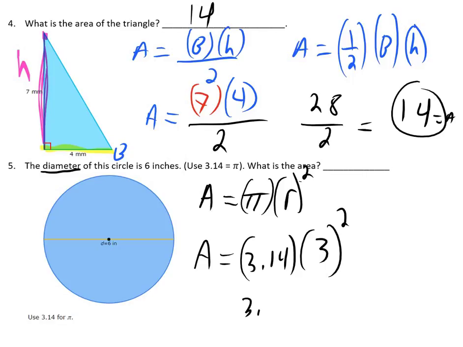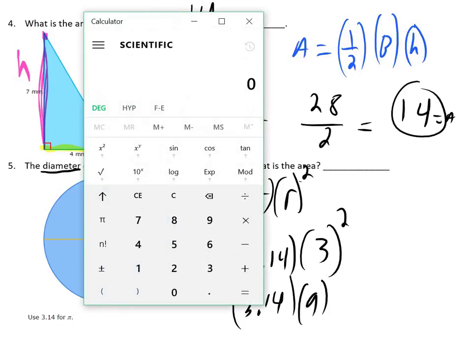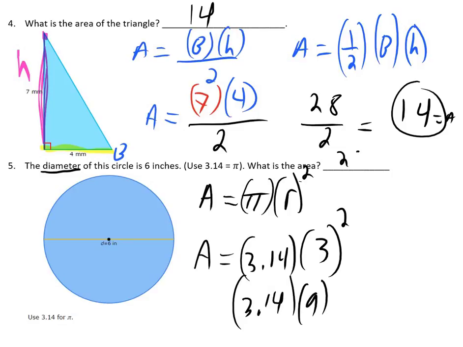This ultimately becomes 3.14 times 9. And if we take out our calculator, we'll see that 3.14 times 9 gives us 28.26, which is going to be the area of this circle.